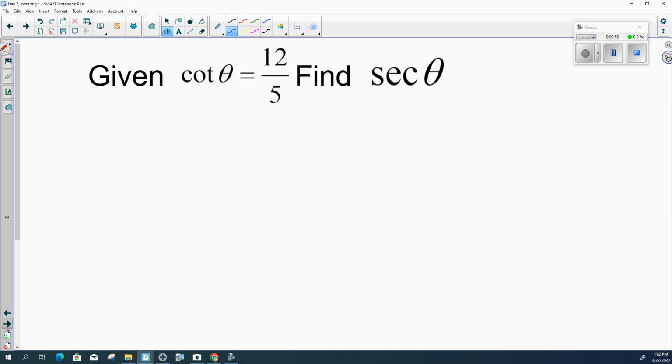So write down, given cotangent theta equals 12 over 5, find secant theta. If you want to work ahead a little bit, the first thing we do is draw ourselves a generic right triangle, label theta, so we're given this information. The cotangent of theta is 12 over 5.